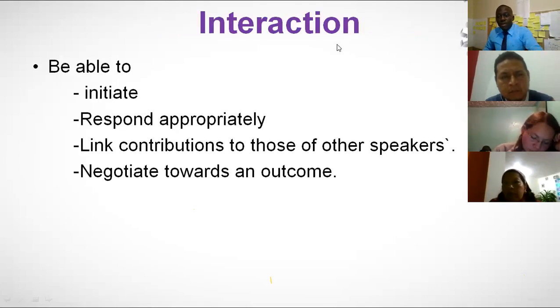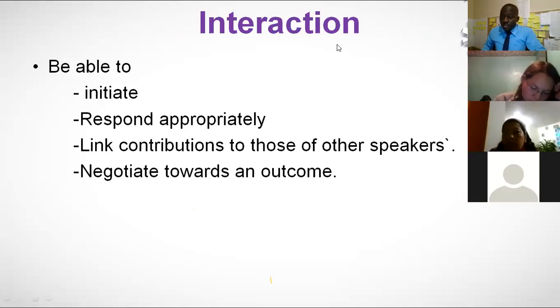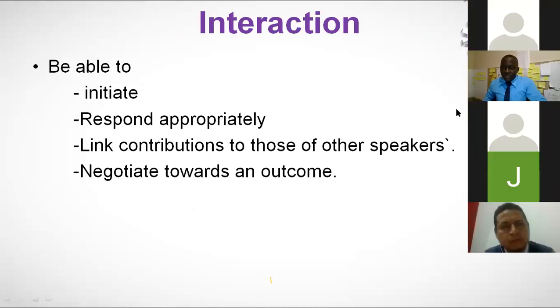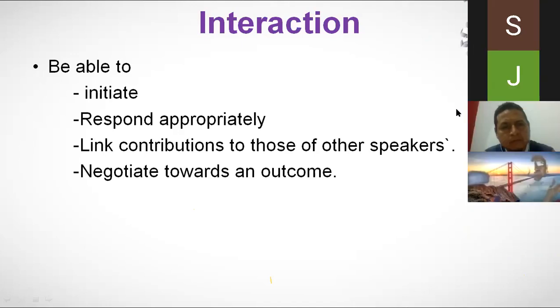Interaction. Remember, we said in interaction, sorry for that, but someone had just come in.